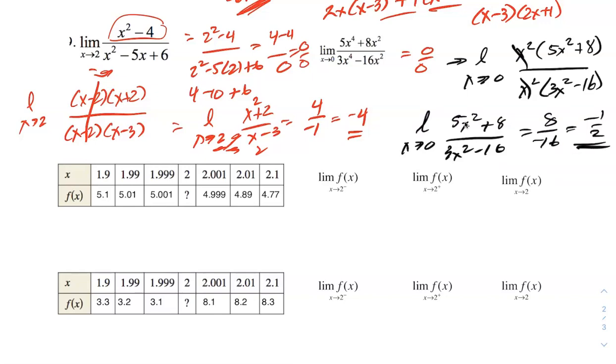So that's how you generally do limits, right? You plug them in. If they work, great, you're done. If they don't work, if you get 0 over 0, which is the only thing we consider not working, then you have to fix it by factoring.